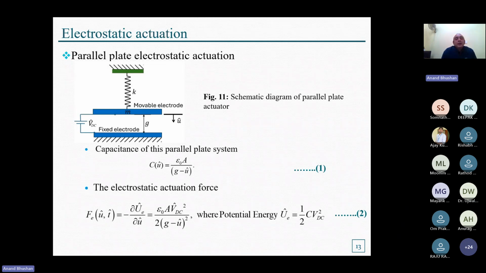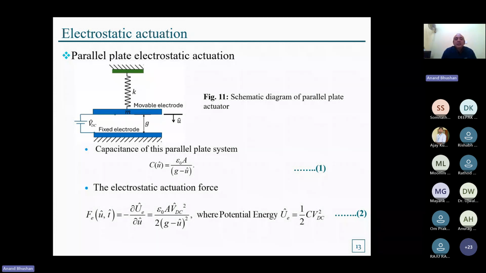Equation 1 provides the capacitance of this parallel plate system. Capacitance C(u) is equal to epsilon A over (G minus u). It's a simple capacitance formula where A is the surface area of the mobile electrode and G minus u is the instant gap between the mobile electrode and the fixed electrode, because G is the initial gap and u is the displacement of mass M toward the fixed electrode. So effectively the gap between the fixed electrode and the mobile electrode is G minus u at any instant during the motion.